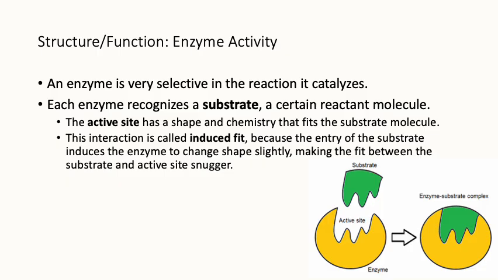Enzymes are extremely selective, and that selectivity comes from their structures. Each enzyme has a specific region called the active site, which binds to the particular reactant known as the substrate. The shape and chemical properties of the active site match the substrate closely. When the substrate enters the active site, the enzyme slightly changes its shape to improve the fit. This process is called induced fit. This interaction places stress on chemical bonds in the substrate, helping lower activation energy and speeding up the reaction.